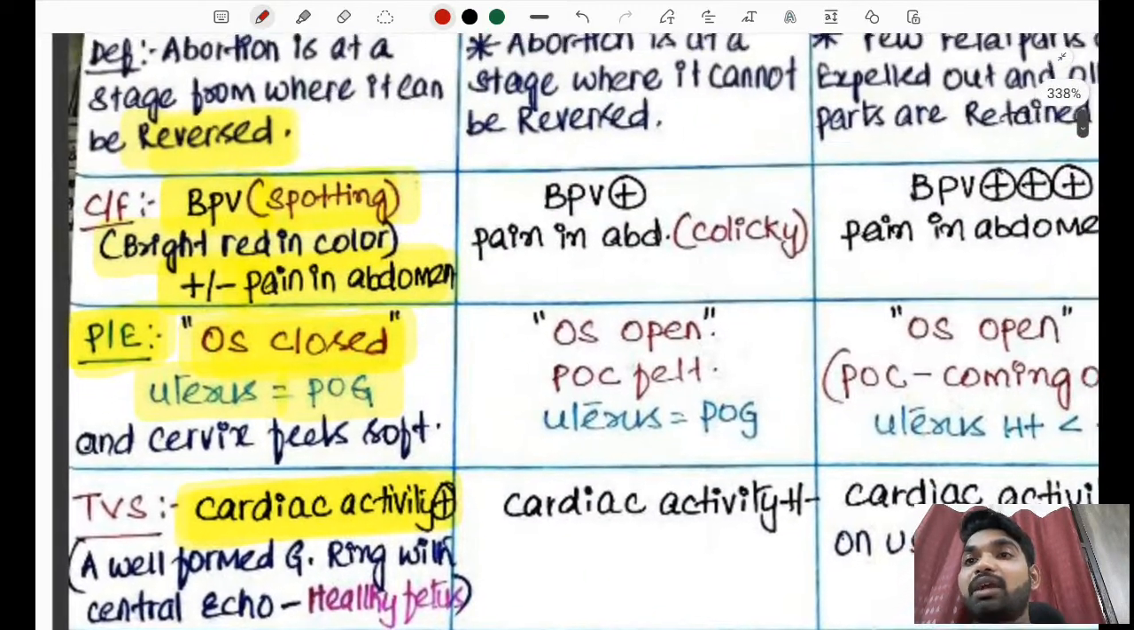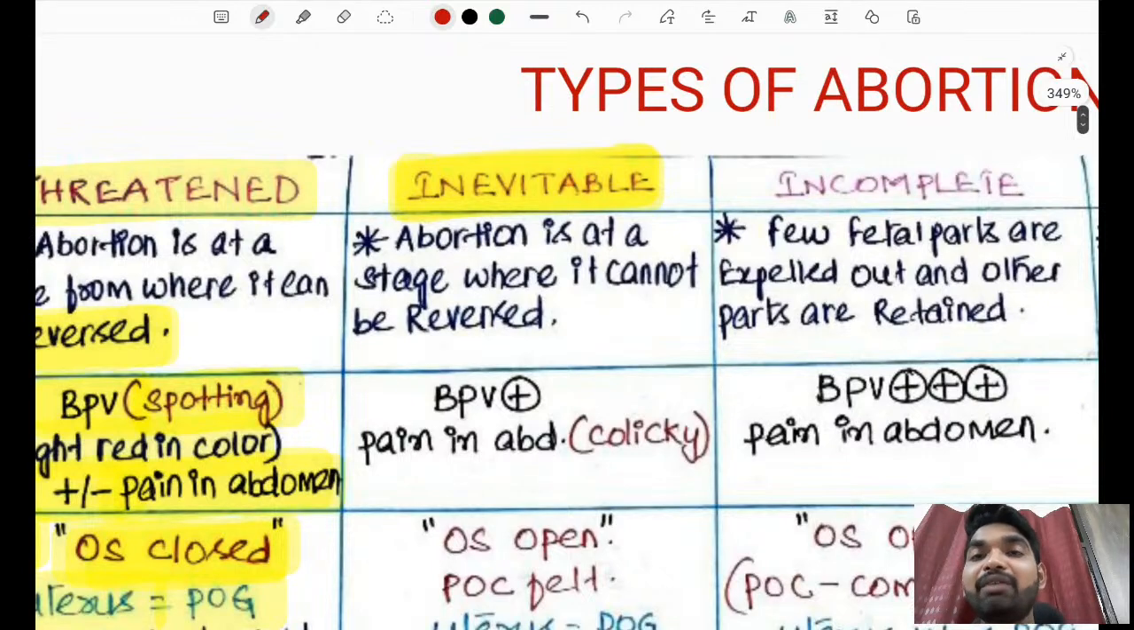Now coming to the inevitable abortion. Here it is exactly the opposite of threatened abortion. Threatened abortion is at a stage where it can be reversed. But in inevitable abortion, the abortion process has started and it cannot be reversed. You and I cannot do anything here. The fetus has to come out. Abortion is at a stage where it cannot be reversed, and the fetus has to be expelled.